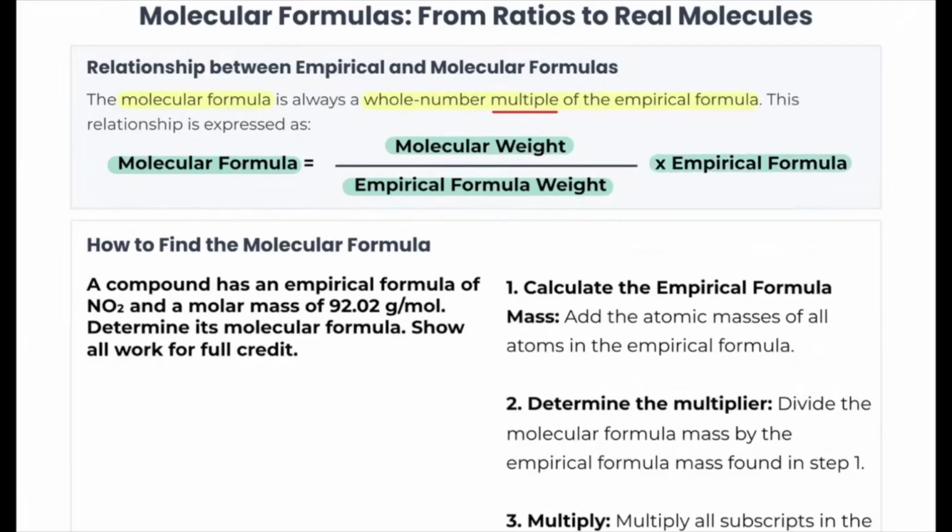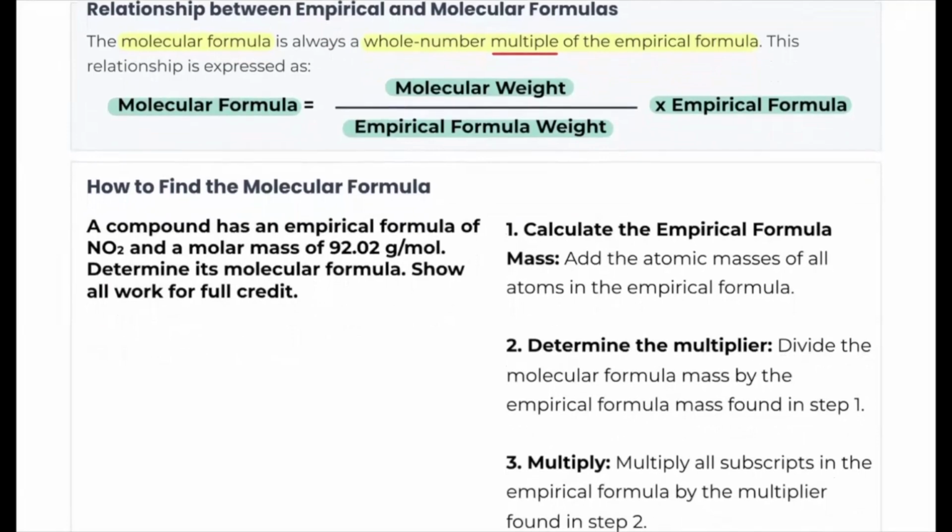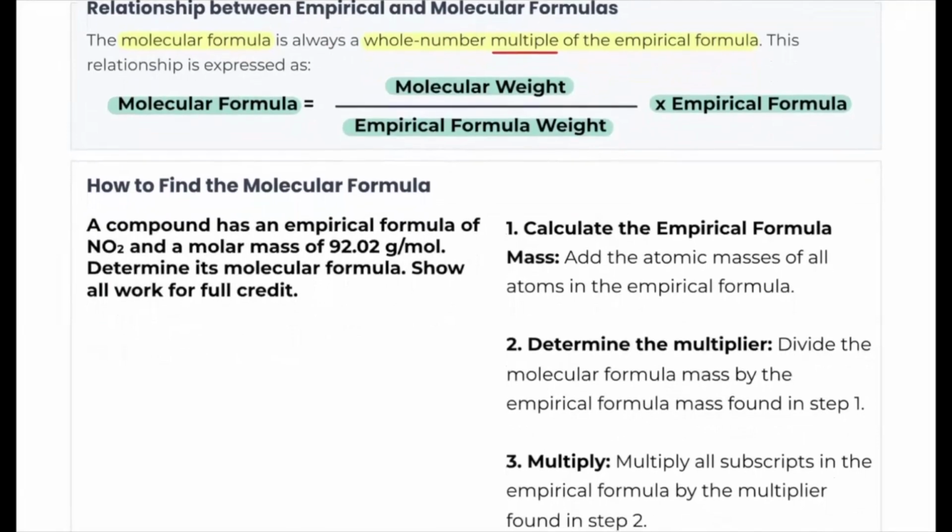to figure out the molecular formula. So for example, let's say you have a compound that has an empirical formula of NO2 and a molar mass of 92.02 grams per mole. And the question is asking to find the molecular formula.